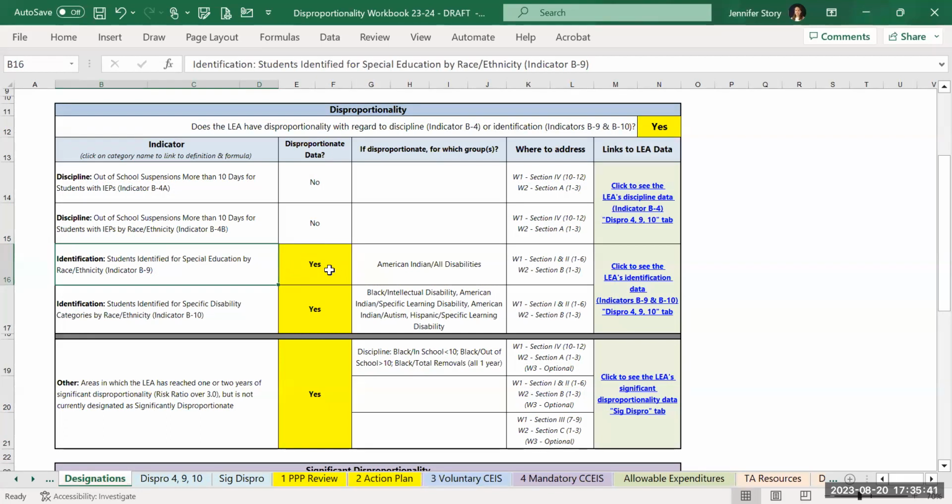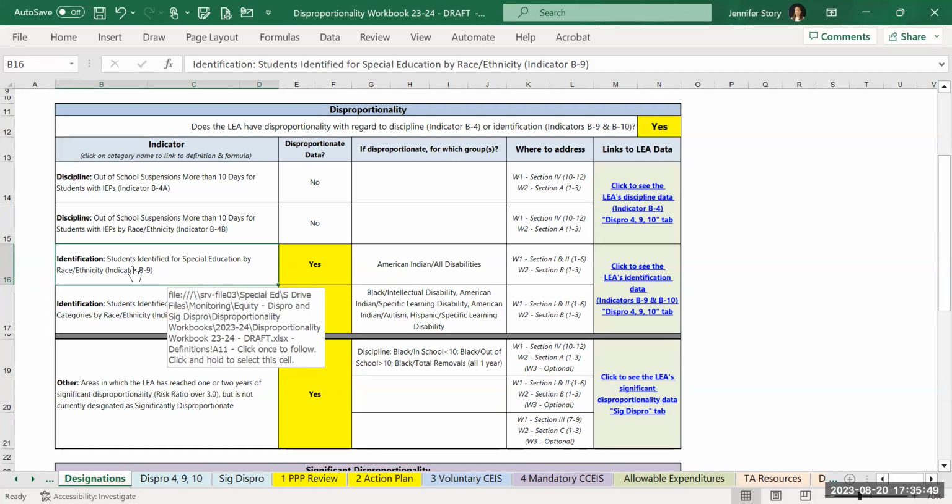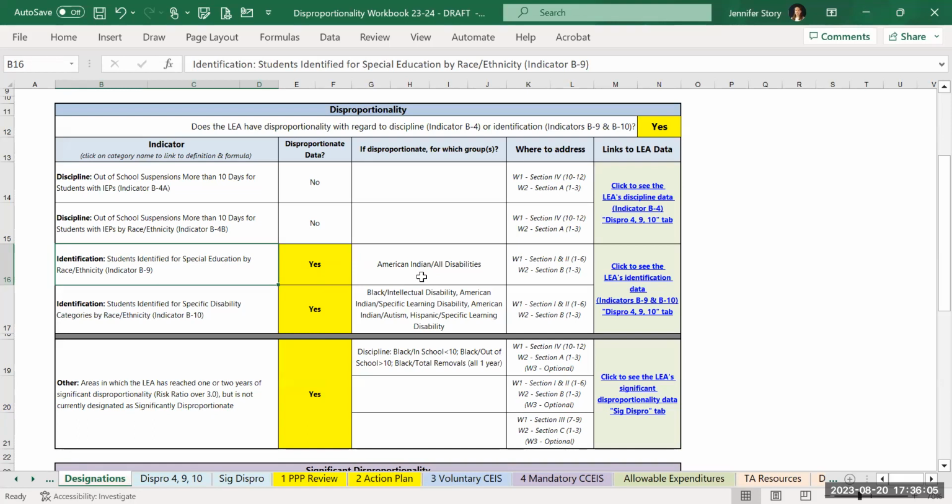This district does have some disproportionality with regard to identification. This is tied to indicators 9 and 10. Indicator 9 is looking at students identified in special education by race and ethnicity. Indicator 10 is breaking that down by specific disability categories. So this particular district has met the definition of disproportionality, which is a risk ratio of 2.0 or higher for 3 years in a row, for the same category.